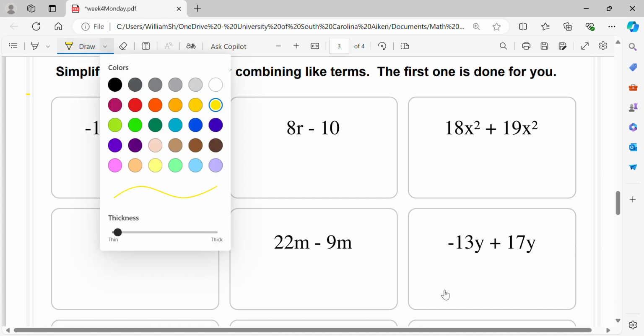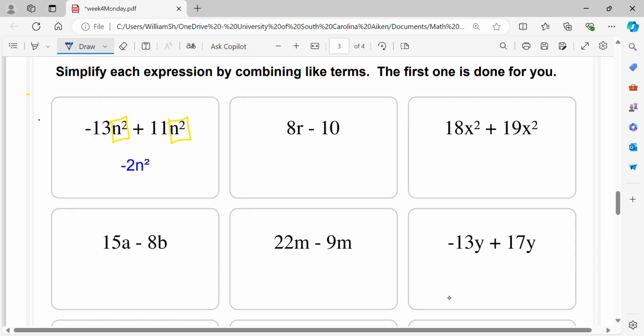So we're able to do negative 13 plus 11, which gives us the negative 2n squared. Have to add our like term there. All right, if I look at the next one, it says 8r minus 10. Do I have like terms here? That's the main question we're going to start with. Do I have like terms here?